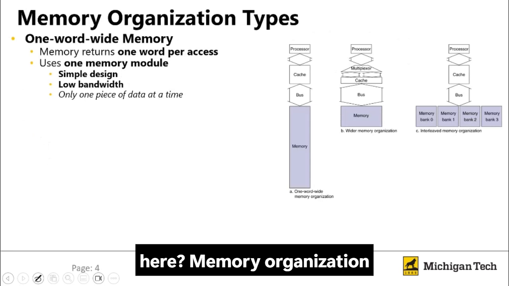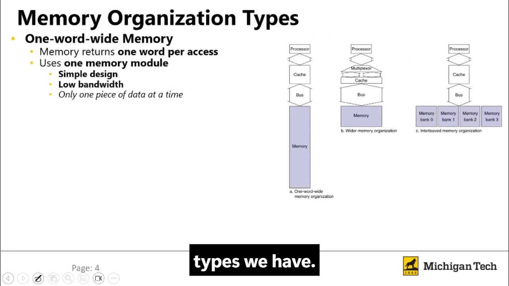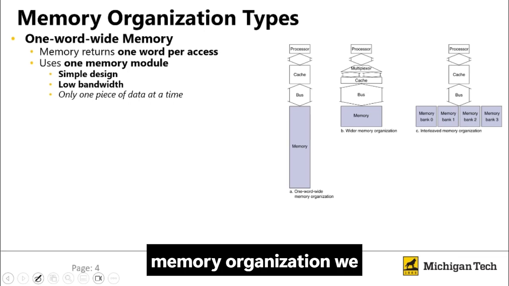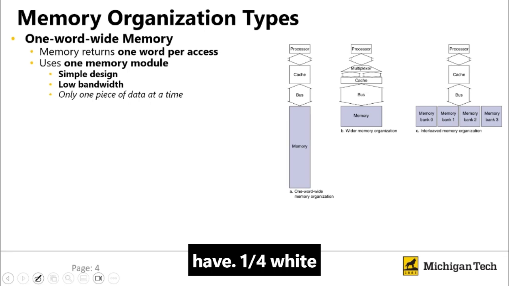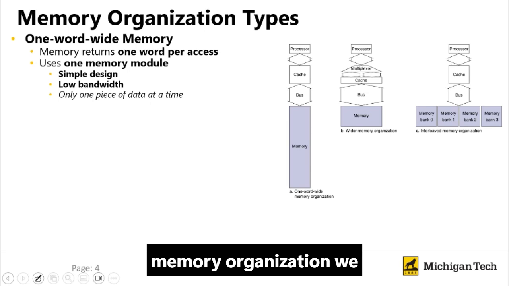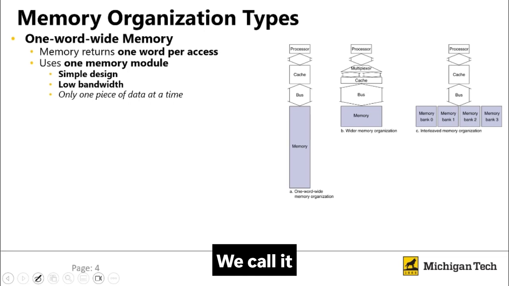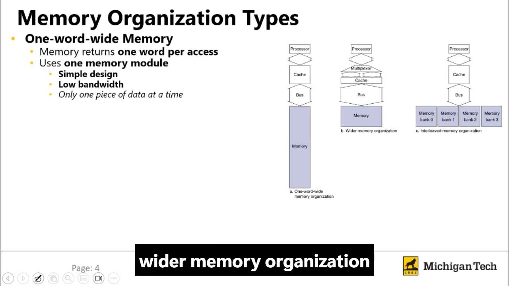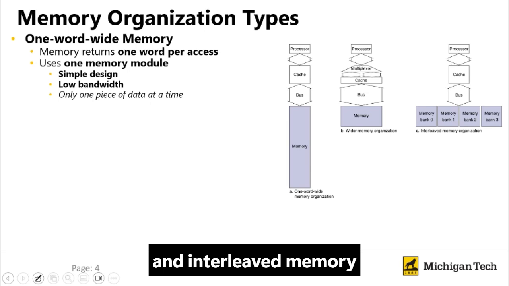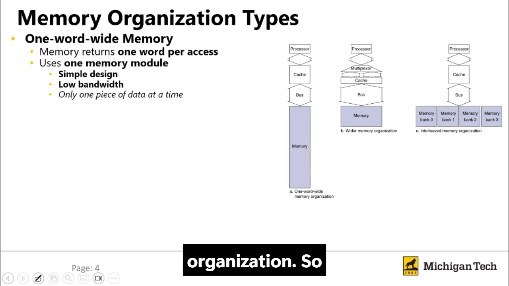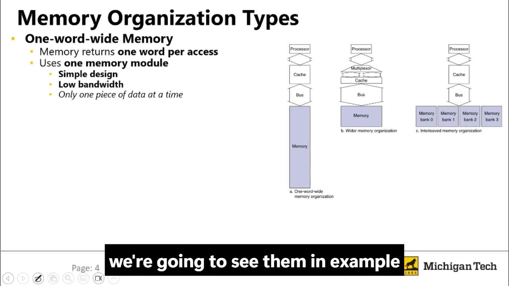But why? The reason is here. Memory organization types. We have different types of memory organization. We have one word wide memory organization. We have multiple word wide, which we call wider memory organization, and interleaved memory organization. We're going to see them in examples as well, but let's define them first.